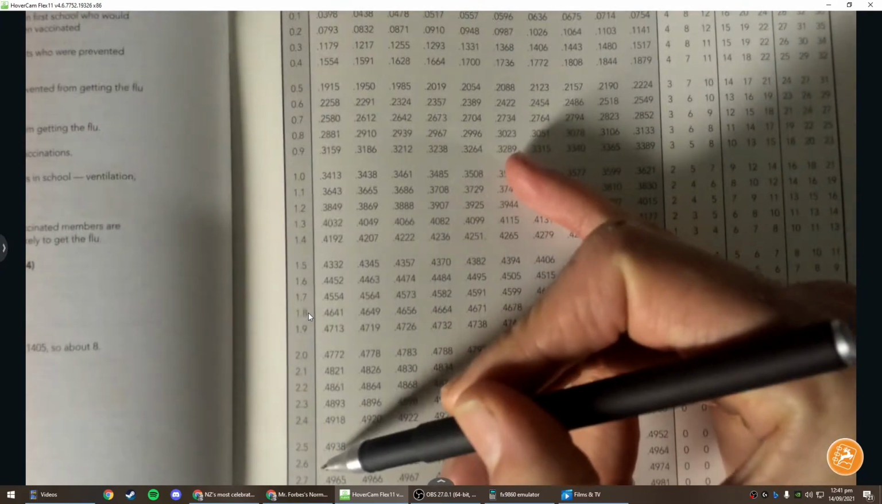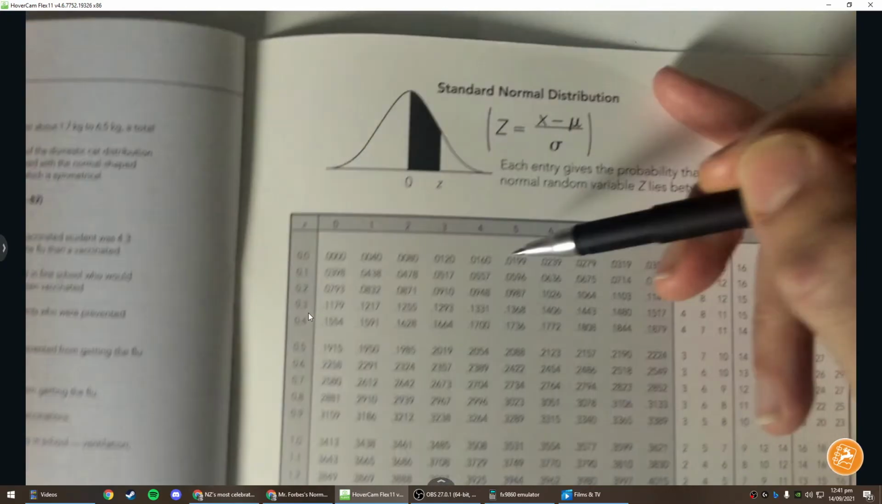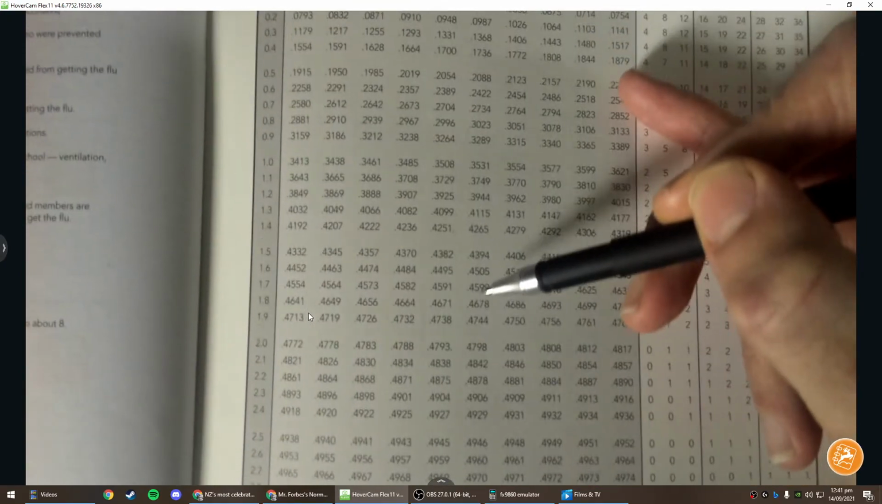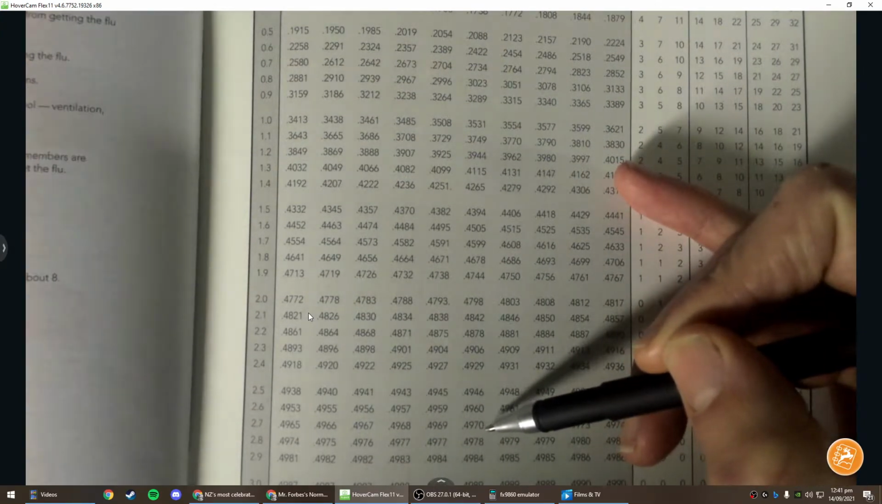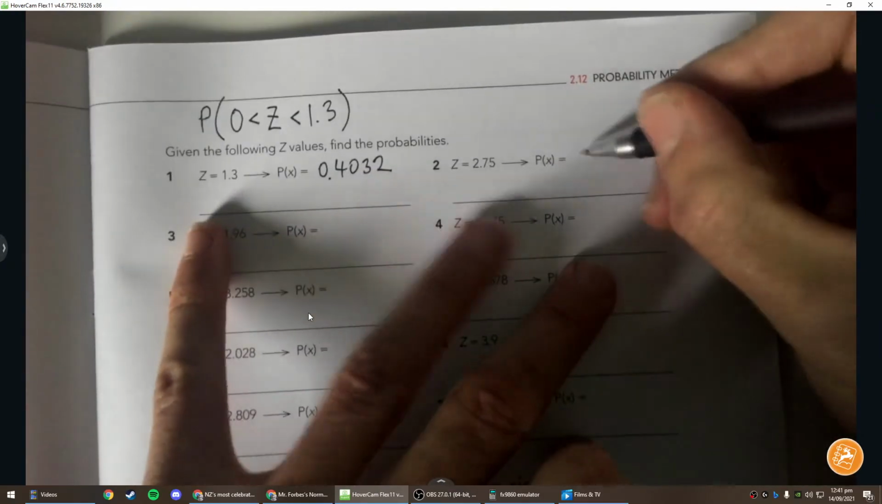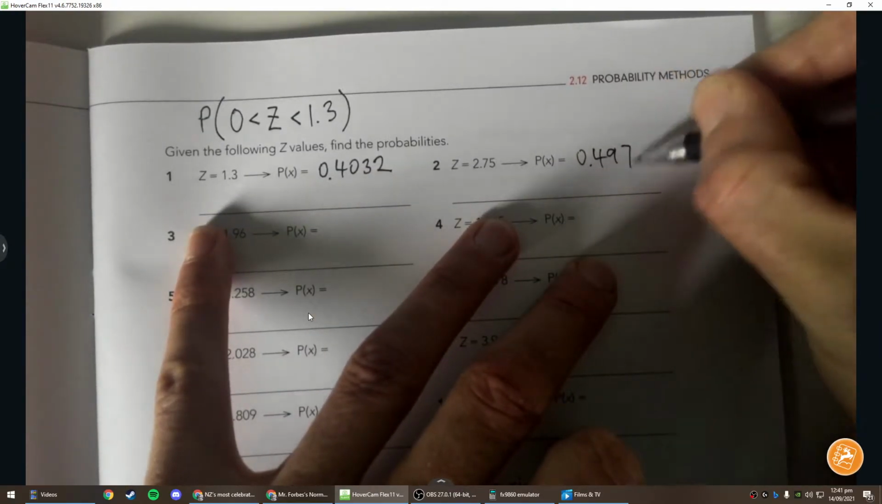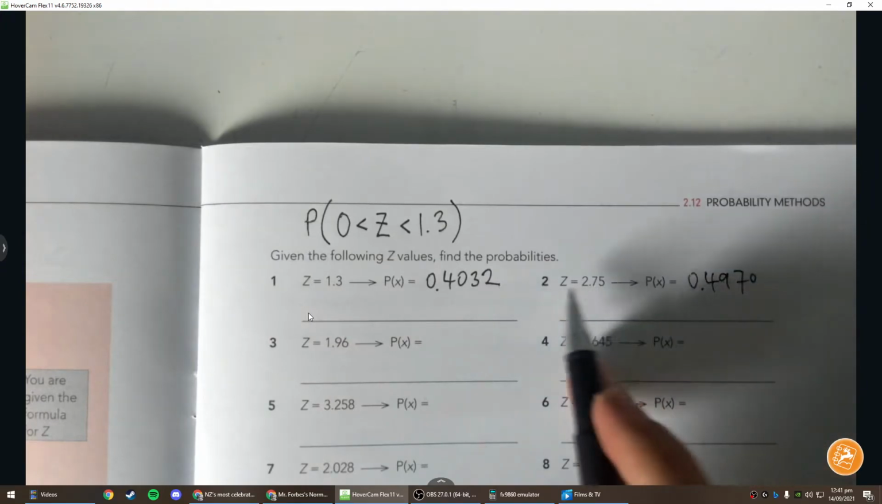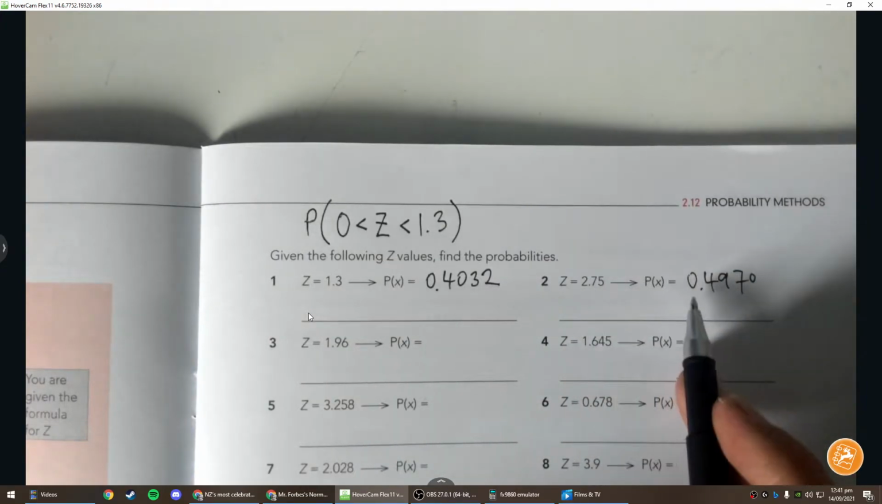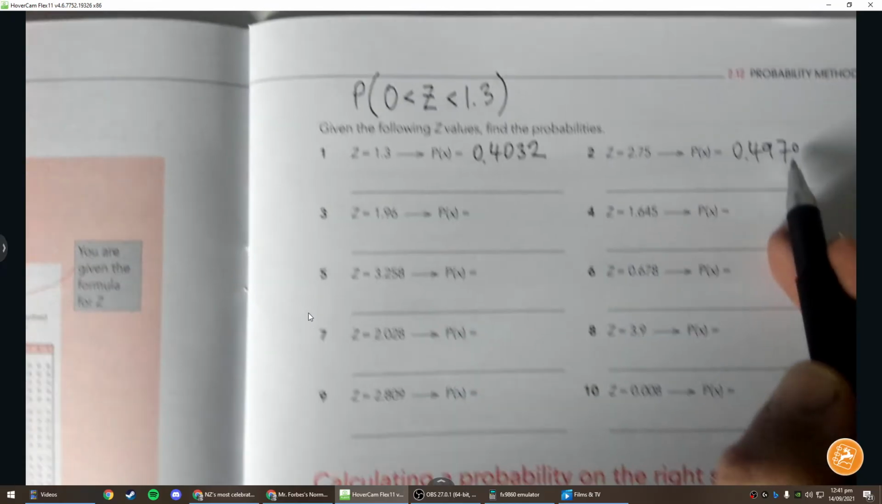2.75, we're going to start rushing them a little bit. For 2.75, we go down to 2.7, and then we go across to 5. Here we go, it's 0.4970. What is it that we're actually asking again? We're asking between 0 and 2.75, and so the probability is 0.4970.